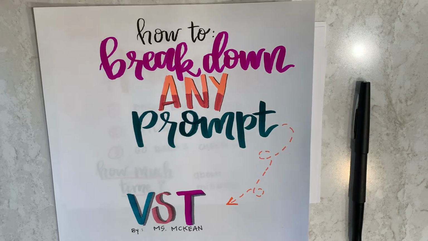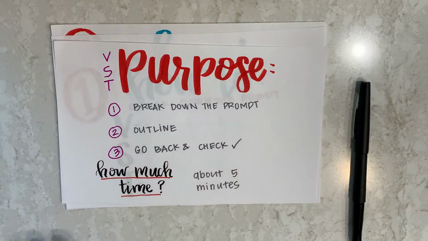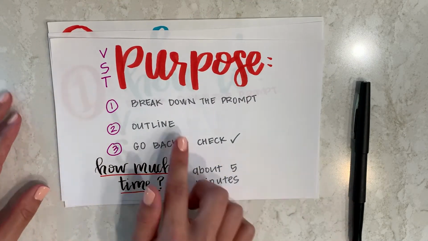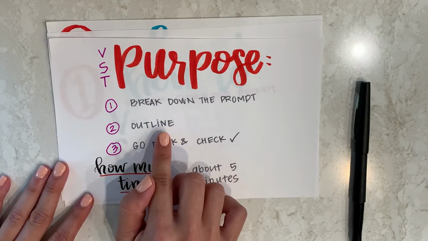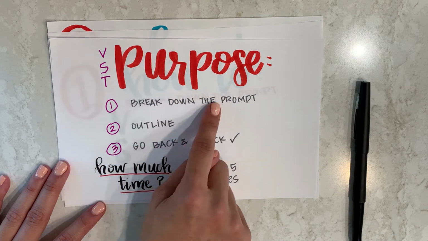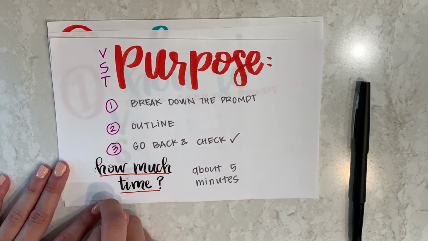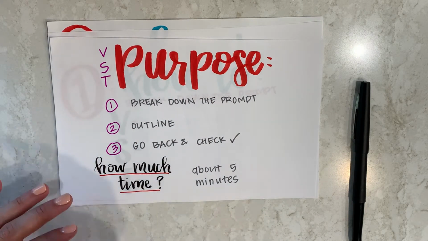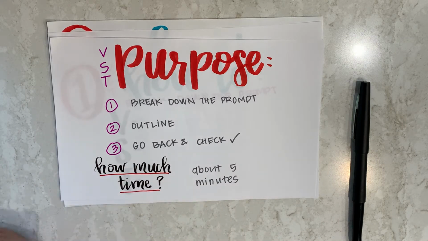it effectively. So the purpose of VST is to, number one, break down the prompt. Number two, use it as a way to guide your outline, especially since you have the broken down prompt right there. And last but not least, consistently going back and checking your writing to make sure that you answer it.